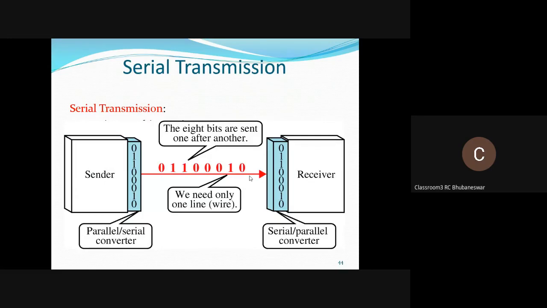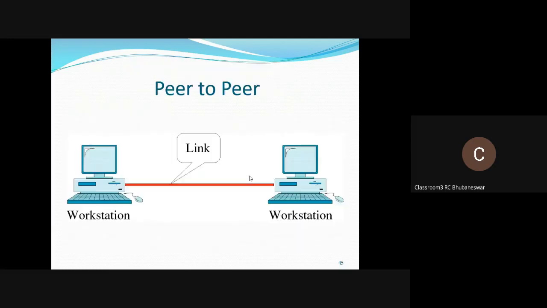Serial transmission looks like this. 1 bit by 1 bit, I have to transfer. This is serial. This is peer-to-peer. Those 2 stations are connected, and this is a dedicated link. No other devices will use this one. Sometimes we use it with a printer. From my laptop, I am using 1 cable, and my printer is connected with the cable. I have to say peer-to-peer.